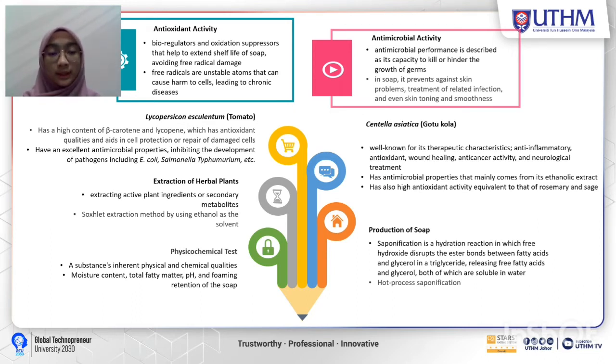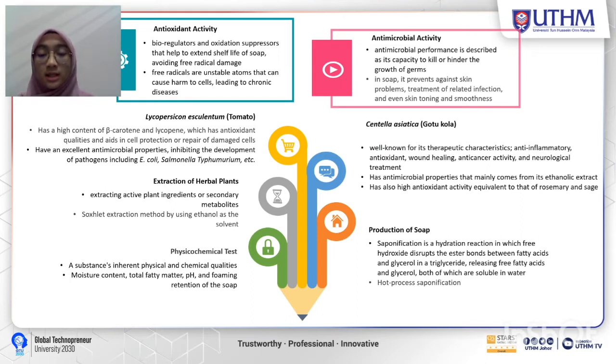Next is Lycopersicon esculentum. It is actually the scientific name of a tomato. Tomato has a high content of beta-carotene and lycopene, and this lycopene has antioxidant qualities that can help in the cell protection or repair of damaged cells. Other than that, it can also inhibit the development of pathogens, including E. coli and also Salmonella typhimurium, due to its antimicrobial properties. This shows that tomato is a suitable ingredient to be used in natural soups.